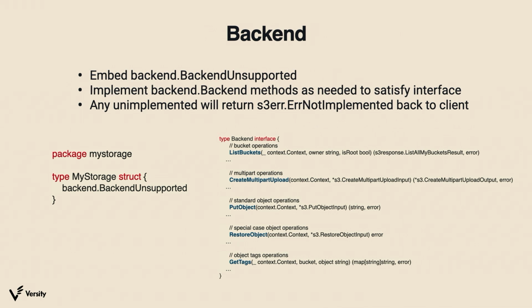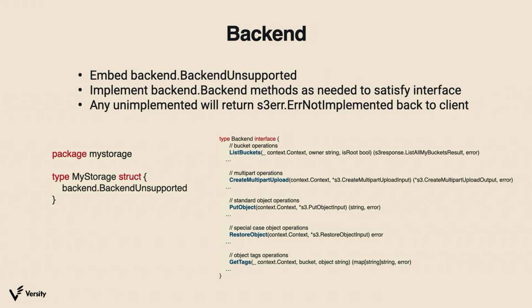You create your storage structure. If you embed this backend unsupported struct, that basically just returns the error not implemented for all of the methods, and so you can choose which ones you want to implement. So you don't have to implement the full spec. If you don't want to support multi-part uploads in your storage system, you can just not implement those, and it'll just return the error not implemented back to the client. This is nice to be able to get started pretty easily, so you're not required to implement all of the interfaces for the first level of functionality.